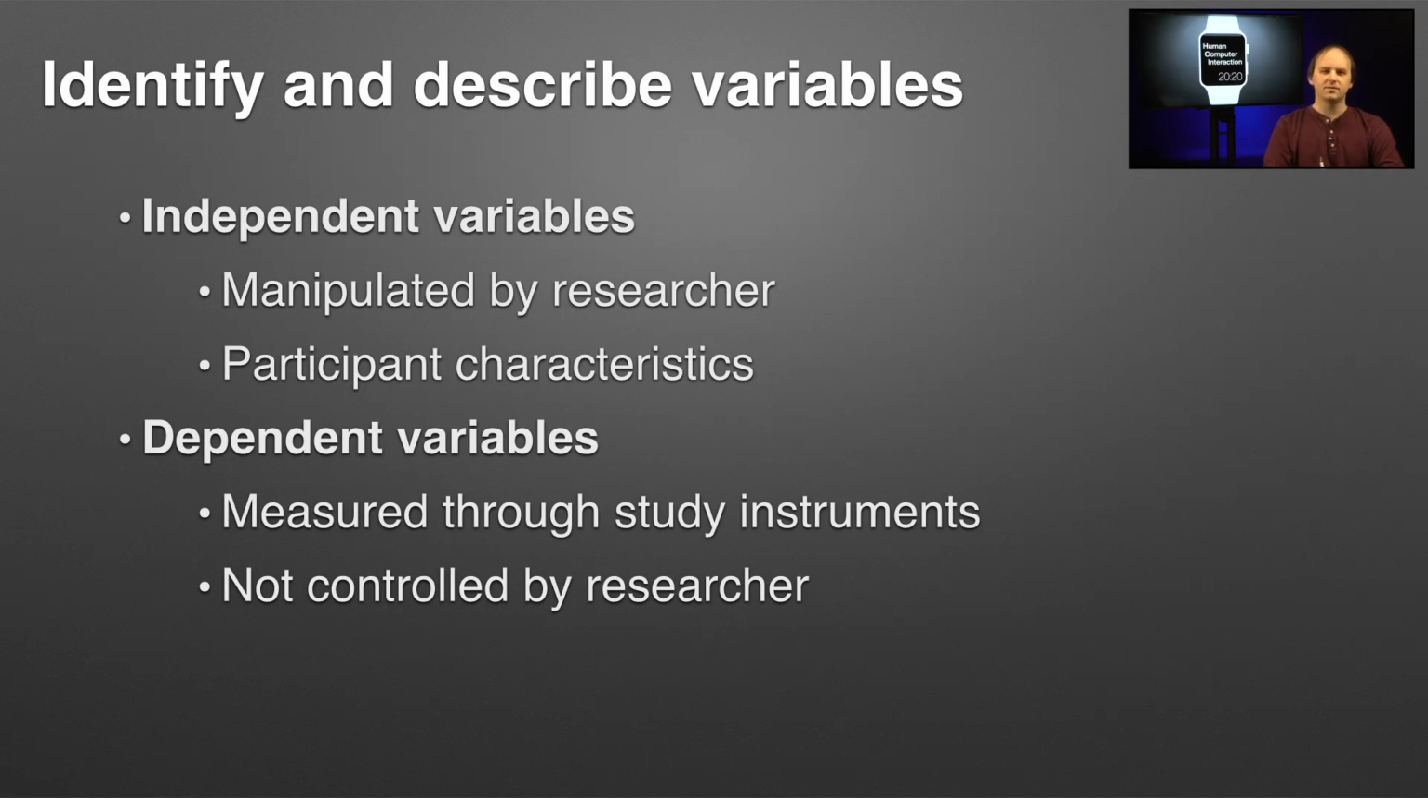Another independent variable that you might not think of is anything to do with the participant and their characteristics. So it might be, how old are they? What's the first language they learned to speak? Where have they lived most of their life?